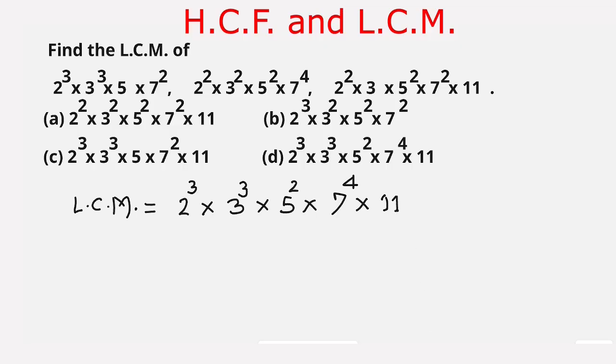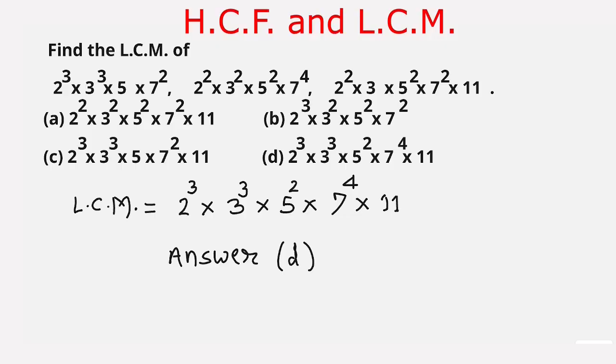This is our LCM. And from the given options, our answer is option D, 2 to the power 3, 3 to the power 3, 5 to the power 2, 7 to the power 4, and 11. I hope you have understood the method of solving such type of questions. We have to take all the prime factors, whether it is in first number, second number, or third number, and then we have to take the highest power of those prime numbers which are in the constituent numbers.